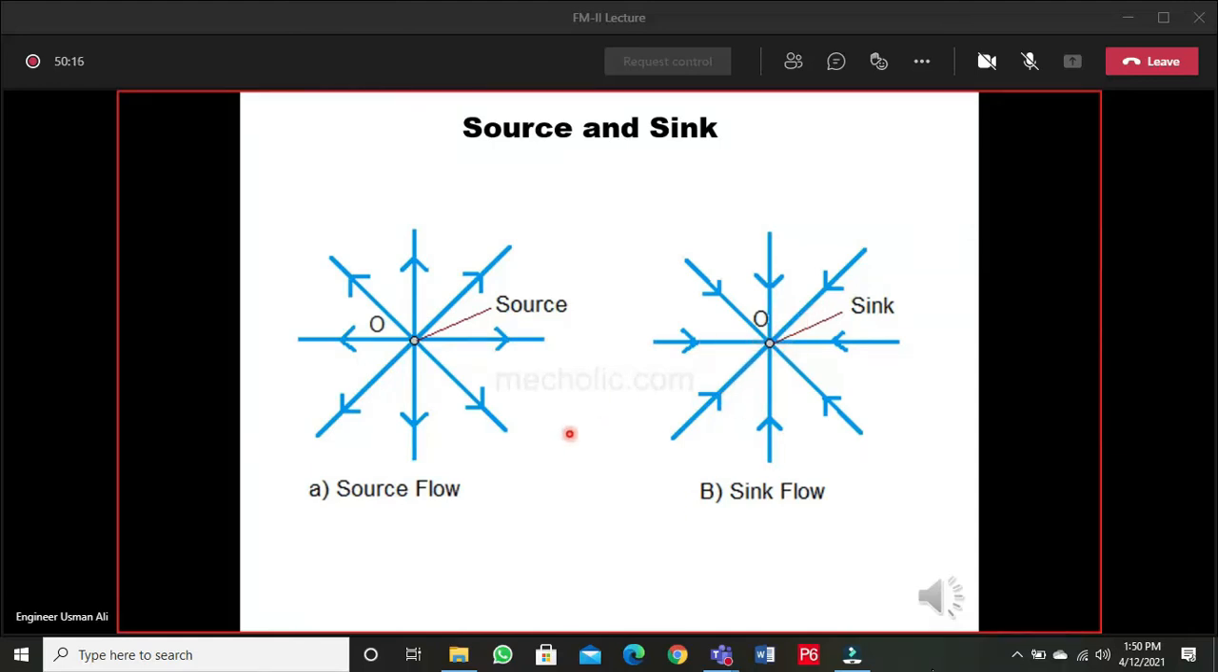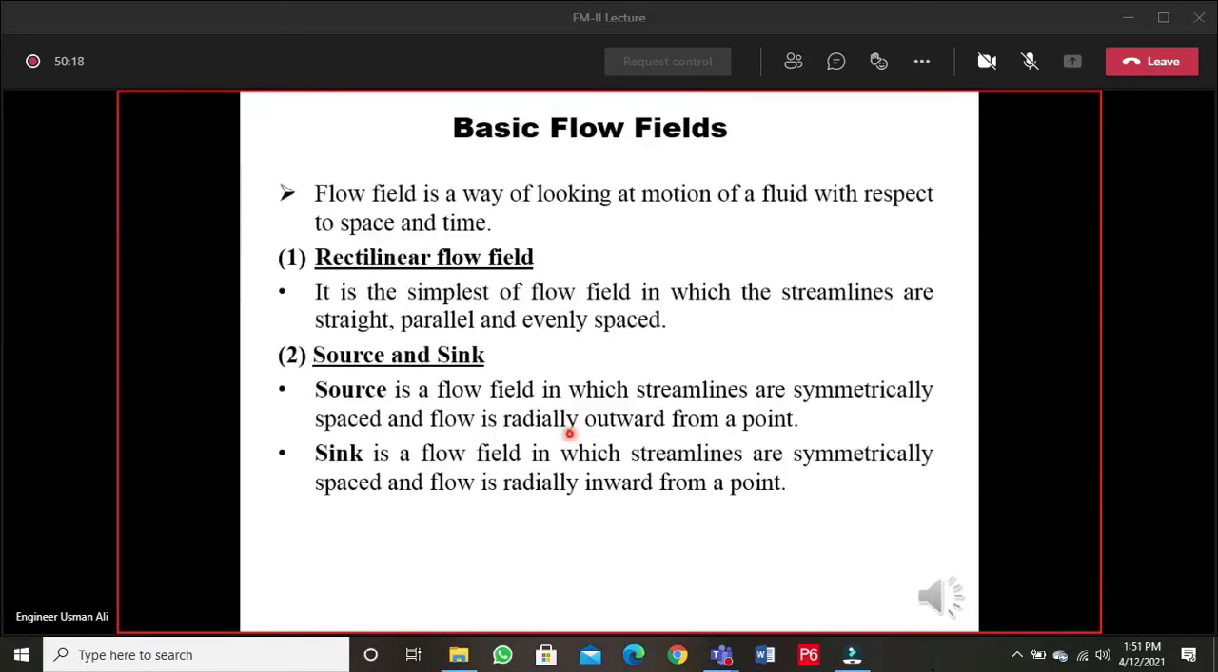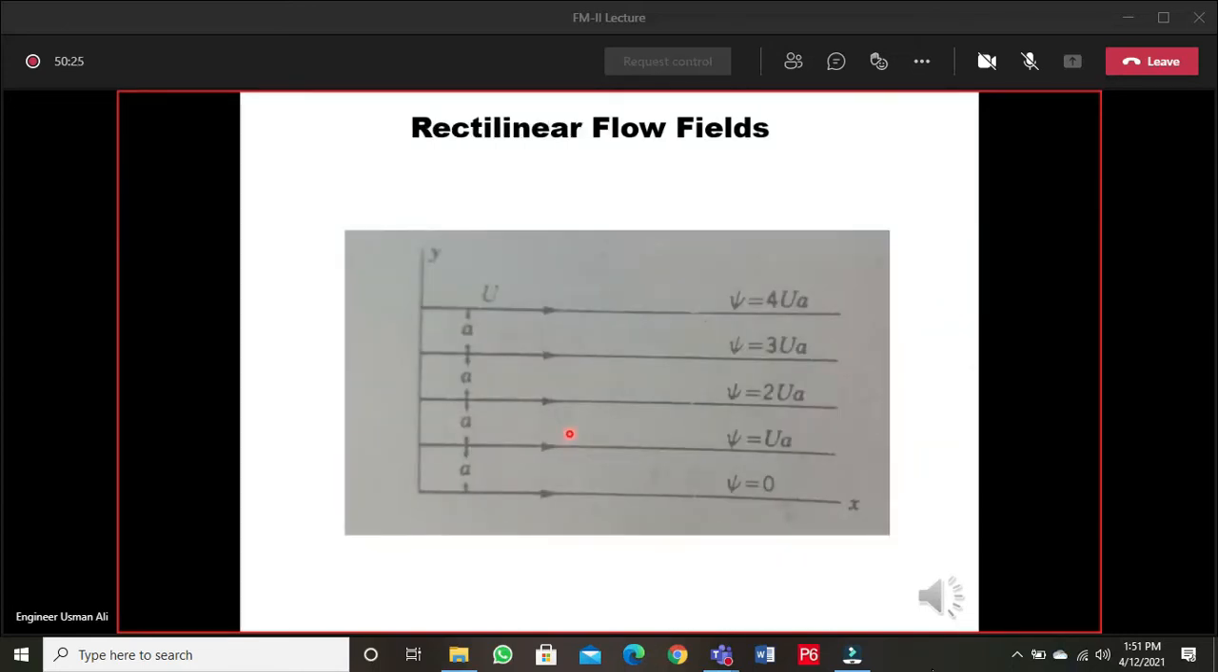So there can also be a combination of the flow fields, like rectilinear source flow field हो सकता है, rectilinear sink flow field हो सकता है, etc. So there can be combinations of these that can exist.